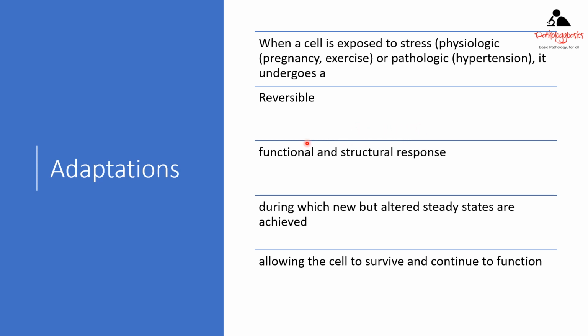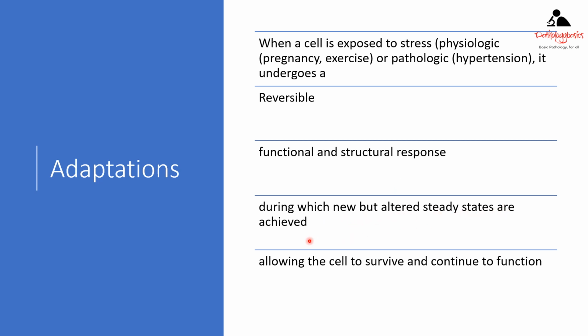If I try to explain this on the basis of the example we saw last, that is cardiac muscle, the cardiac muscle is undergoing hypertrophy, and because of this hypertrophy it is able to again pump properly. So it is a functional response. It is undergoing hypertrophy, so the thickness of the wall is increasing, so it is a structural response. What happens due to this response? New but altered steady states are achieved.